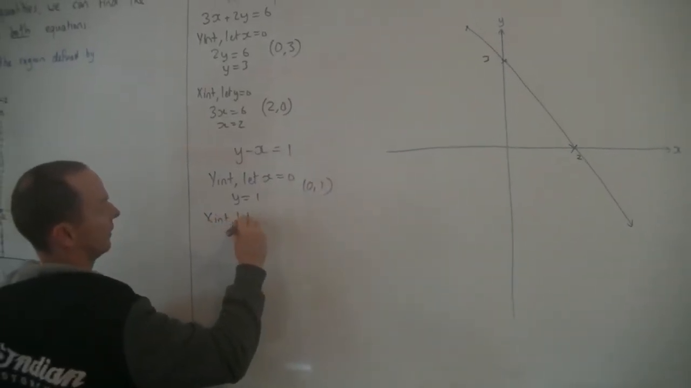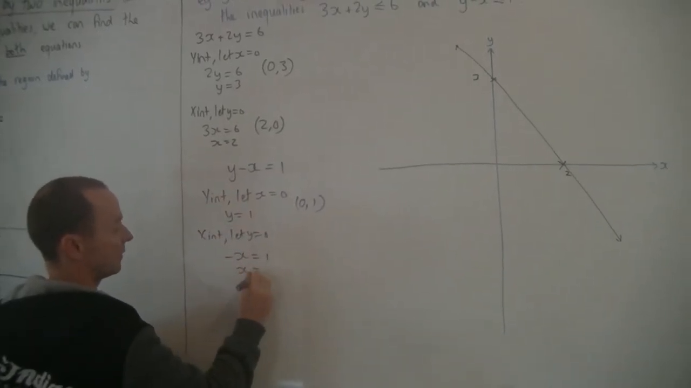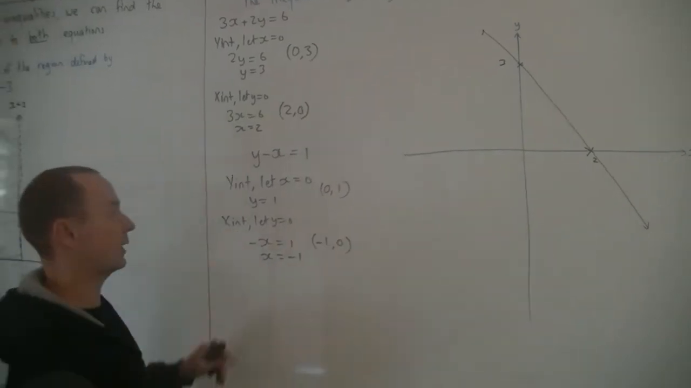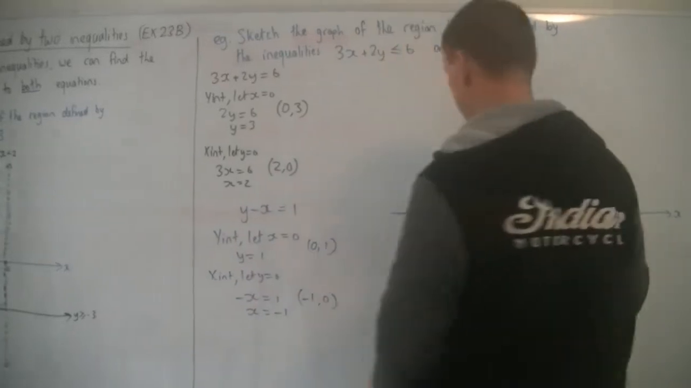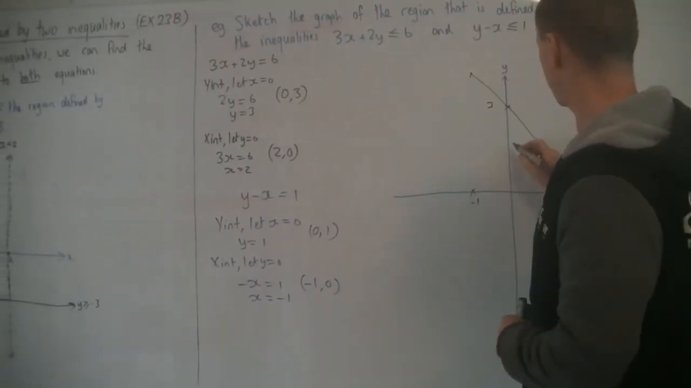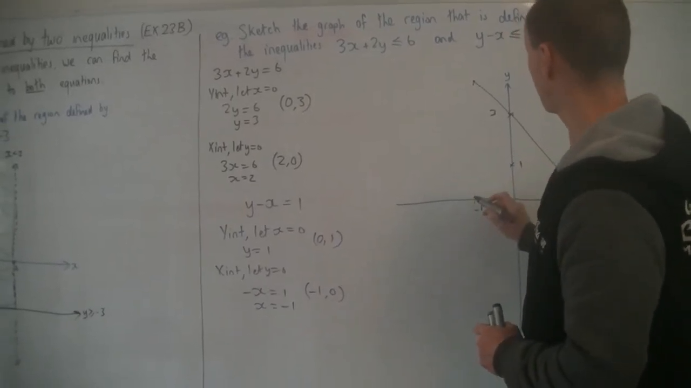X-intercept, let y equal 0. So y is 0, so we get negative x is equal to 1, so x is equal to negative 1. That point is (-1, 0). I did that quickly. Hopefully you can work out exactly what I've done. Okay, so (-1, 0) is roughly there, (0, 1) is roughly there, and we connect it up with a line.